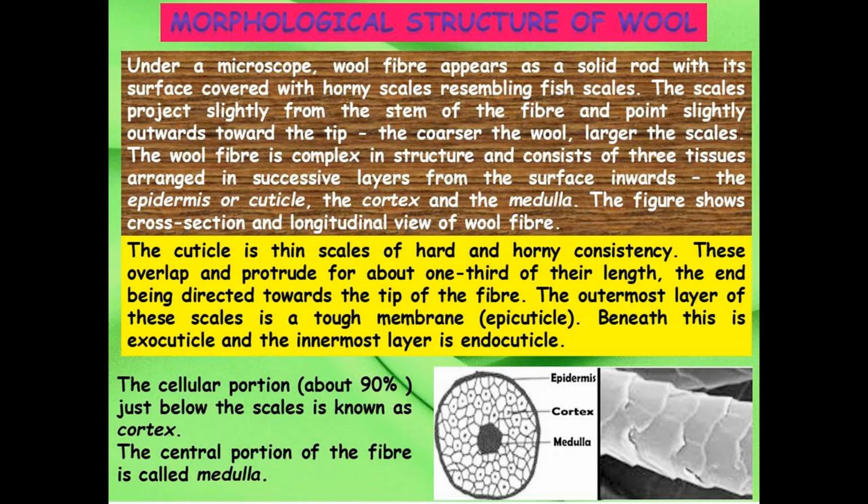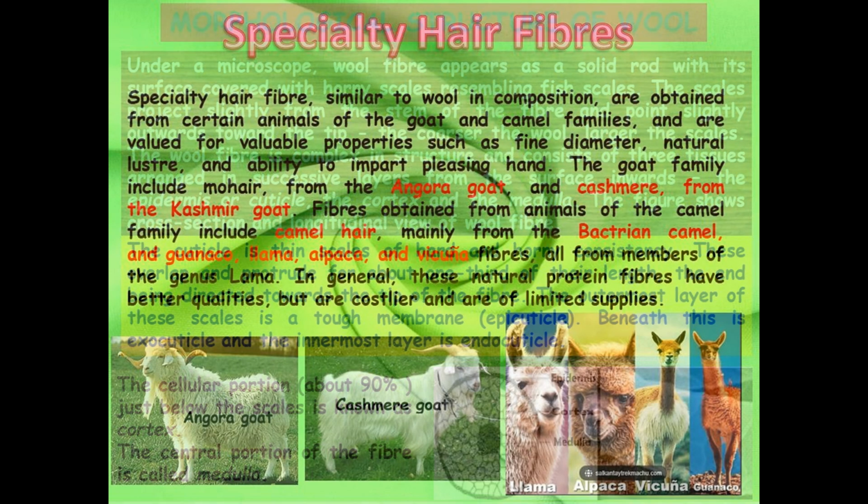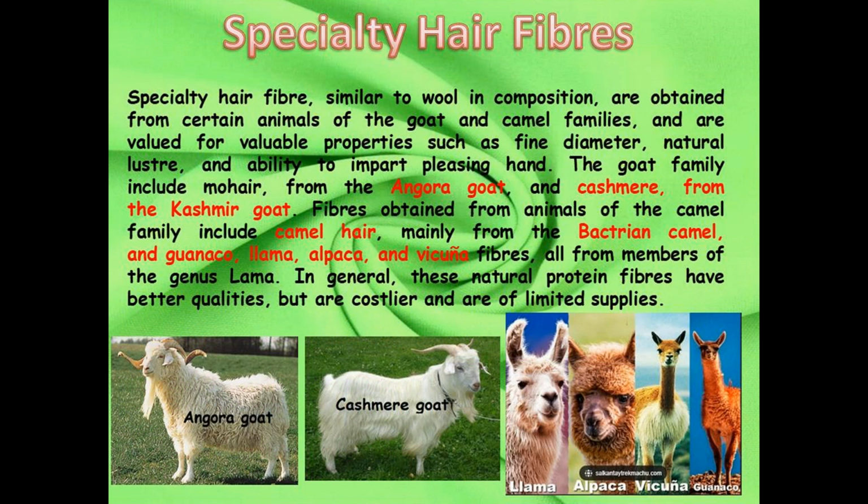The cellular portion, about 90% just below the scale, is known as cortex. The central portion of the fiber is called medulla. Specialty hair fibers, similar to wool in composition, are obtained from certain animals of the goat and camel families and are valued for properties such as fine diameter, natural luster, and ability to impart pleasing hand. The goat family includes mohair from the Angora goat and cashmere from the Kashmir goat.